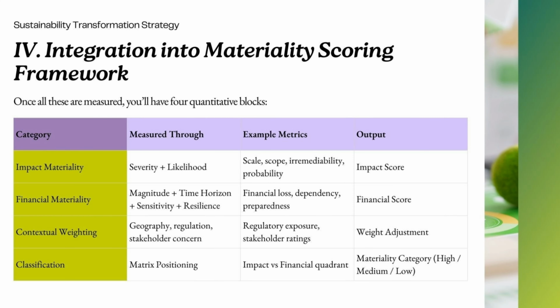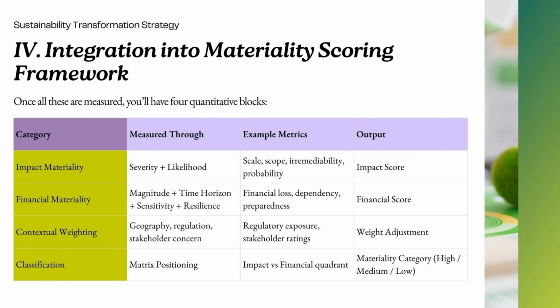At this point in the process, all the core building blocks are in place. We've assessed impacts through the lens of severity and likelihood. We've evaluated financial exposure, timing, dependency, and resilience. And we've adjusted those assessments using contextual factors such as geography, regulation, stakeholder concern, and value chain relevance. This slide shows how all of these elements are integrated into a single materiality scoring framework.